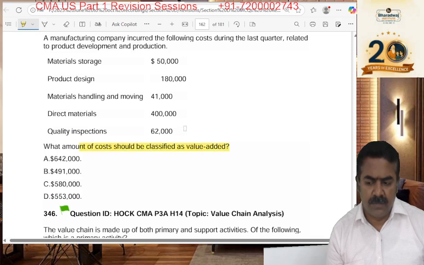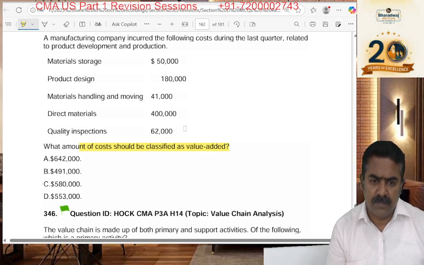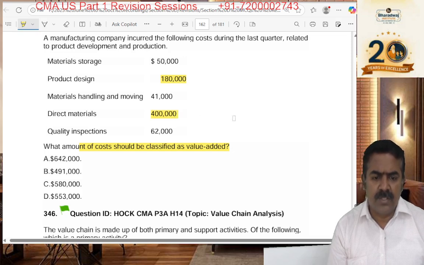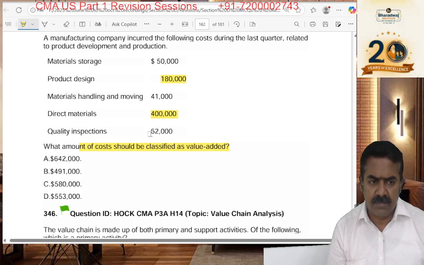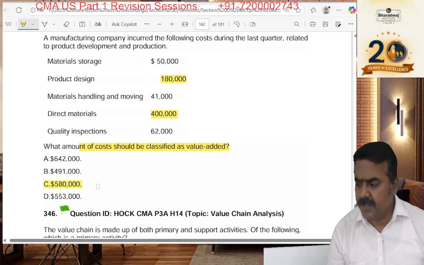Value added cost. What should be taken as value added cost? Quality inspection. So quality inspection is what? Storage and handling and moving. Product design work. Direct material work. Only these two things are treated as which one? Value added, yeah. But not inspection. Answer should be 5 lakh 80. Let me check. Yes, 5 lakh 80.